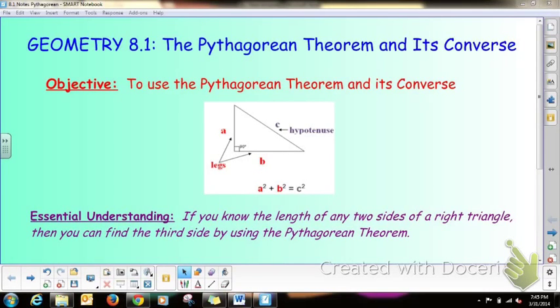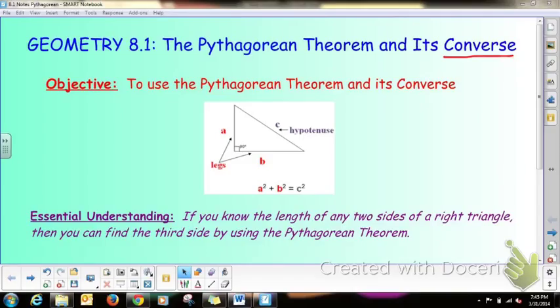We're beginning Chapter 8. This section, 8.1, is on the Pythagorean Theorem and its converse. And you remember from previous chapters that converse means it backwards. Now, we've done a lot of work with the Pythagorean Theorem, so this section should be fairly quick. Our objective here is to use the Pythagorean Theorem and its converse.